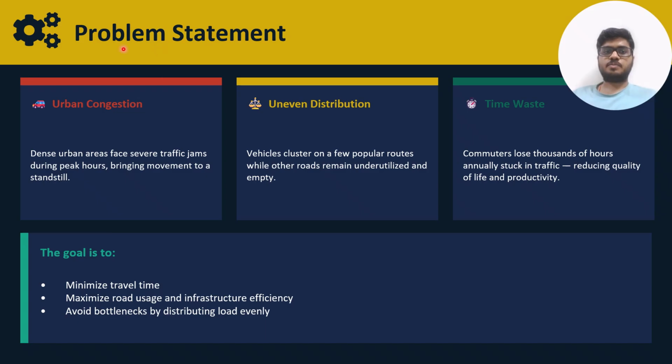Coming to the problem statement. In urban areas, traffic congestion is a serious problem, especially during peak hours. Vehicles often crowd certain routes while other roads remain underused. This leads to a lot of time wastage and reduces productivity. So our goal is to minimize the travel time, maximize road usage and infrastructure efficiency, and avoid bottlenecks.